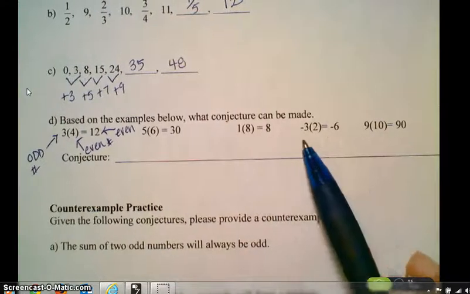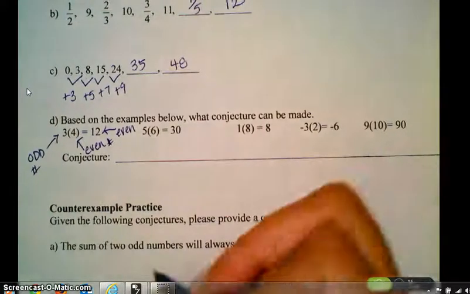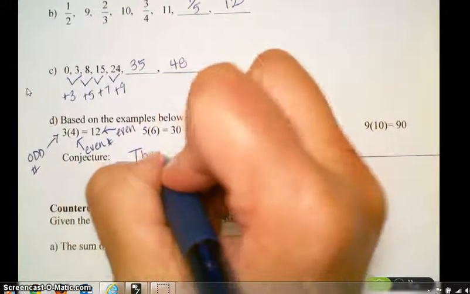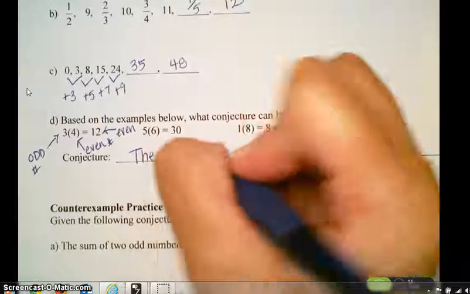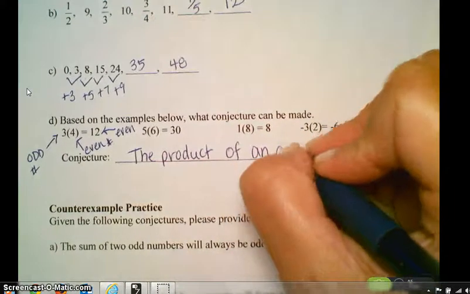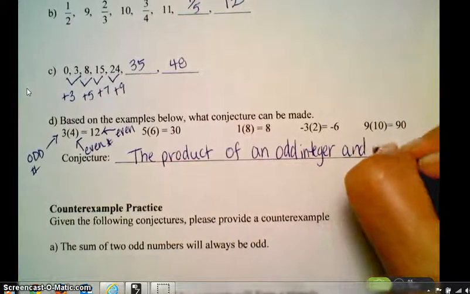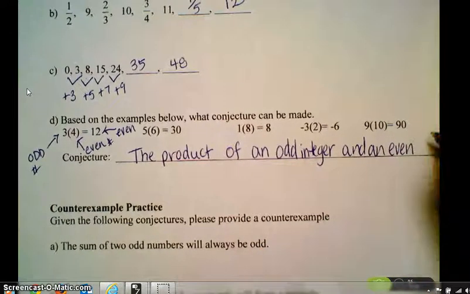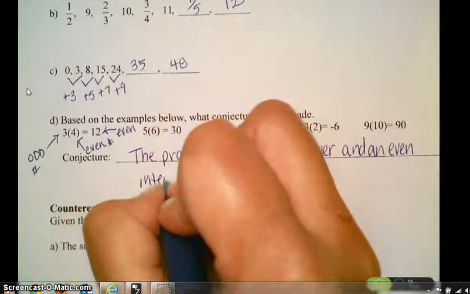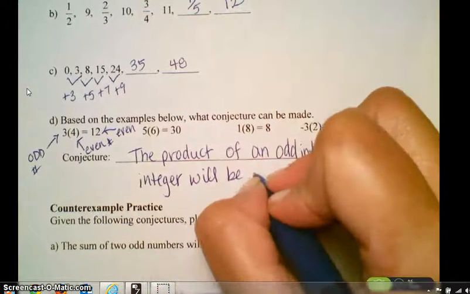The same, and again here. And so because of that, I'm going to make a generalized statement and say the product of an odd number, odd integer I should say, and an even integer will be even.